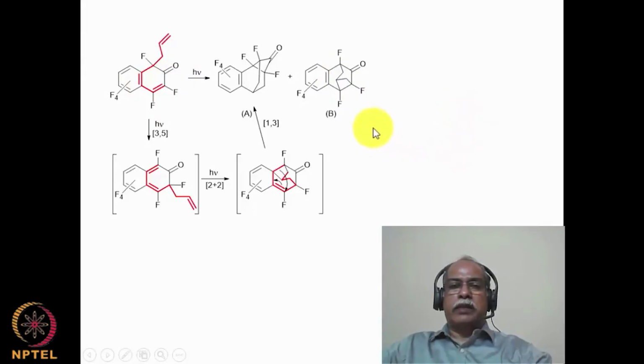It has also been shown that product B under the photochemical condition does not isomerize to product A, which rules out the possibility of product B as an intermediate for the formation of product A in this particular case.